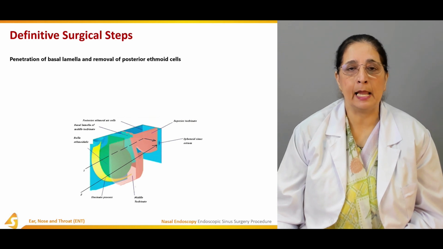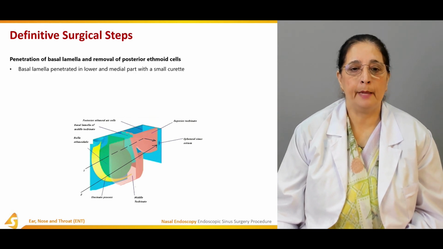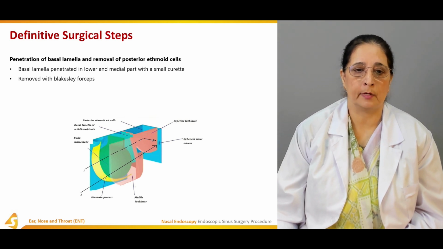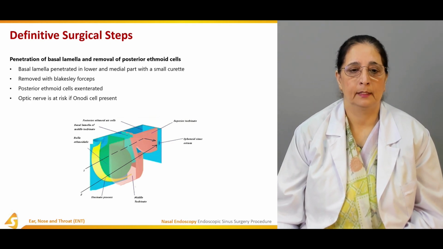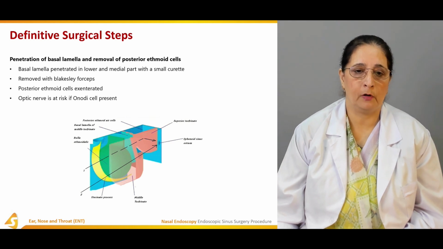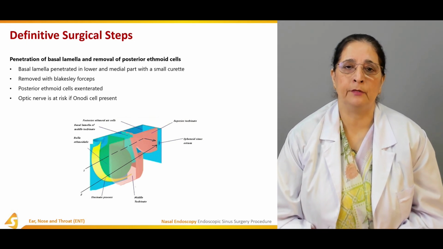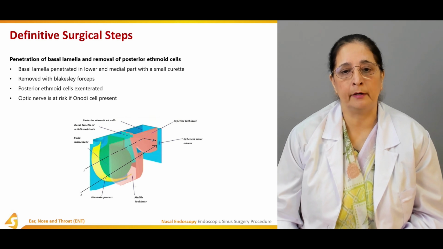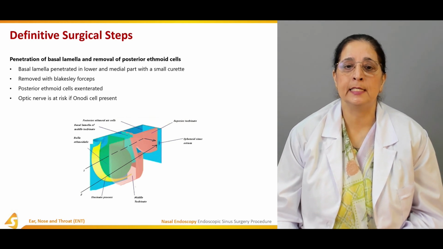Penetration of basal lamella and removal of posterior ethmoid cells. Basal lamella is penetrated in lower and medial part with a small curette, removed with Blakesley forceps. Posterior ethmoid cells exenterated. Optic nerve is at risk if Onodi cells present. So these were some definitive surgical steps in which we should perform the bullectomy and penetration of basal lamella and removal of posterior ethmoid cells. Different procedures, they come under the definitive surgical steps.